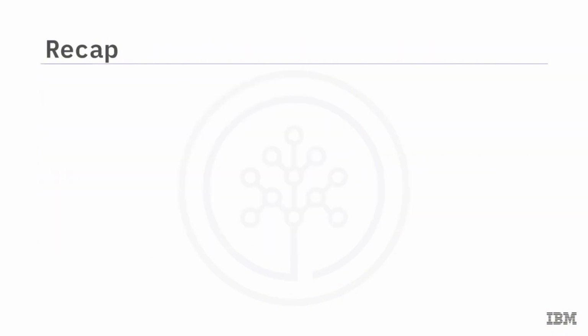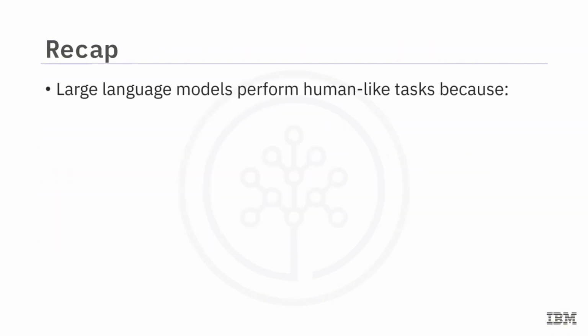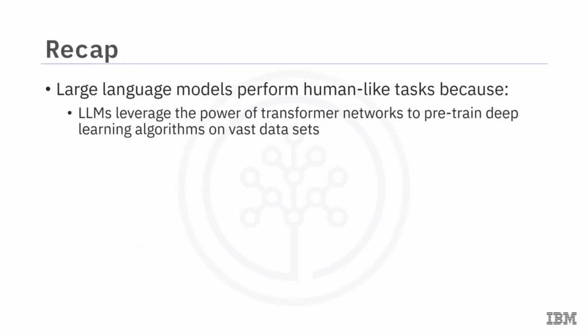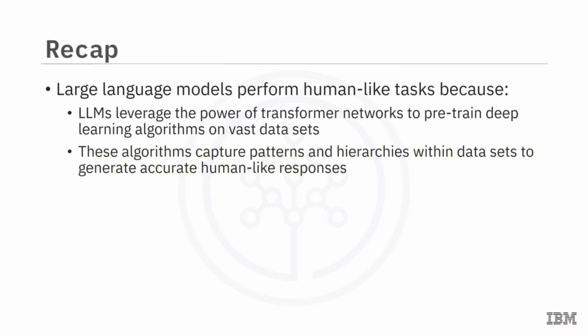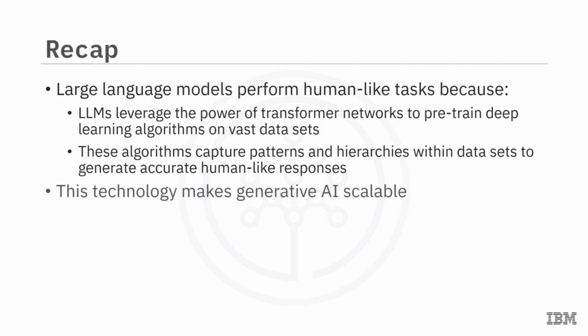In this video, you learned about the core concepts of generative AI and understood how large language models perform human-like tasks. LLMs leverage the power of transformer networks to pre-train deep learning algorithms on vast datasets. These algorithms capture patterns and hierarchies within datasets to generate accurate human-like responses. This technology makes generative AI scalable.